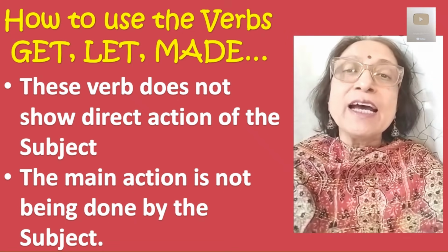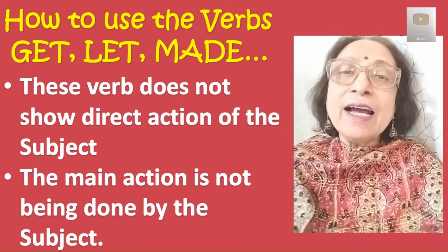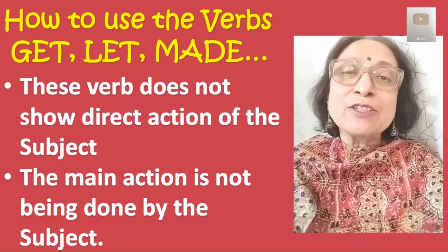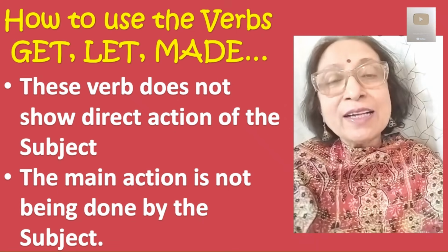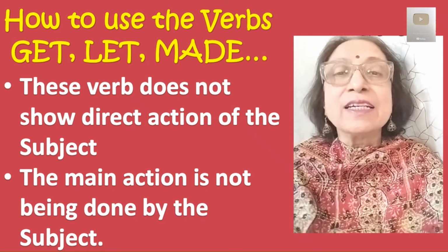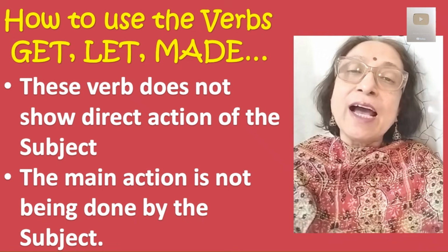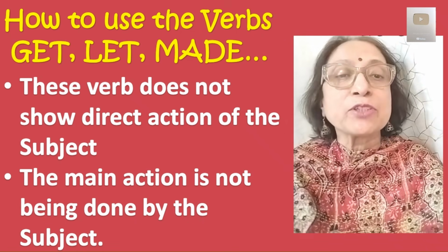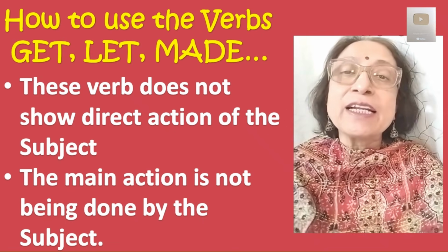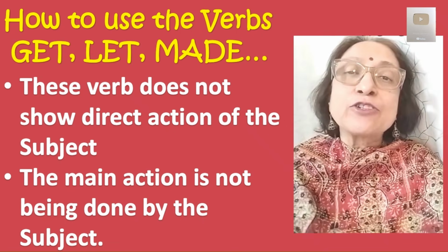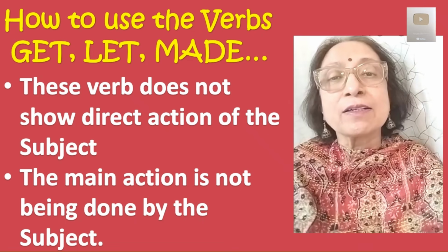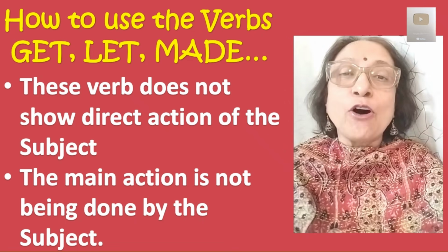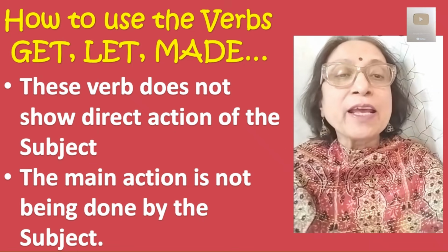Then you have the word have. I had the barber cut my hair. So you didn't cut your hair. You had the barber. Had here is the verb which is used, and it is the verb which does not show the action of the subject. Then you have the word let. She let the children play in the park. She's not playing. She's asking the children or allowing the children to play in the park.